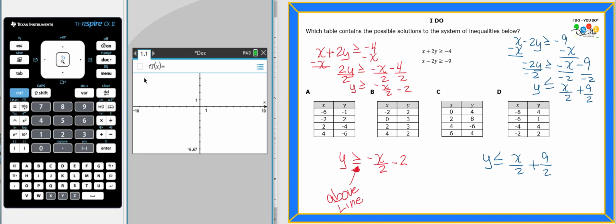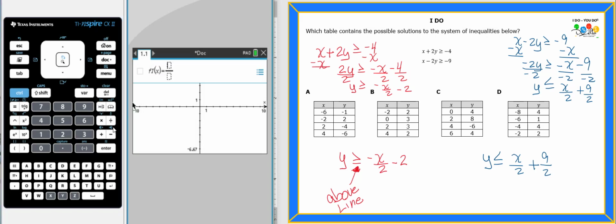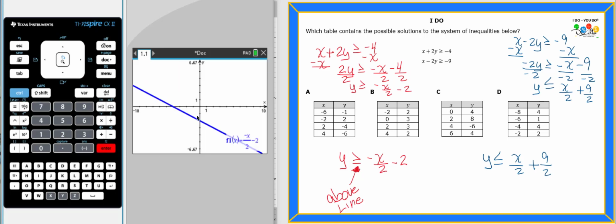Just like I said, instead of that greater than, we're just going to leave the equal sign. So I'm going to type my fraction, which is -x over 2, move it to the right, minus 2. I'm going to graph it. And this is what the line looks like. Now remember, I'm looking for numbers that are above the line, right?